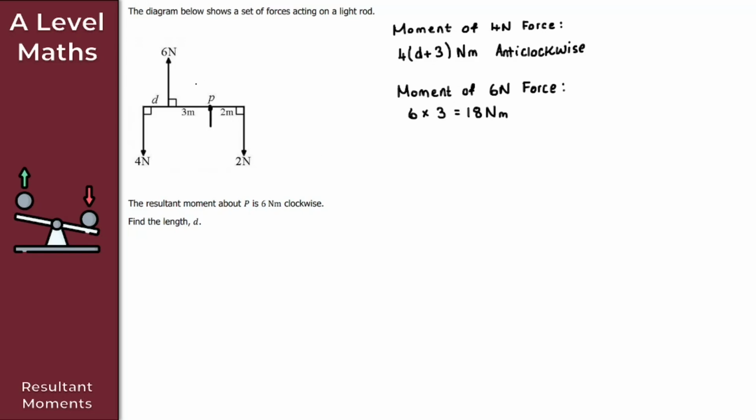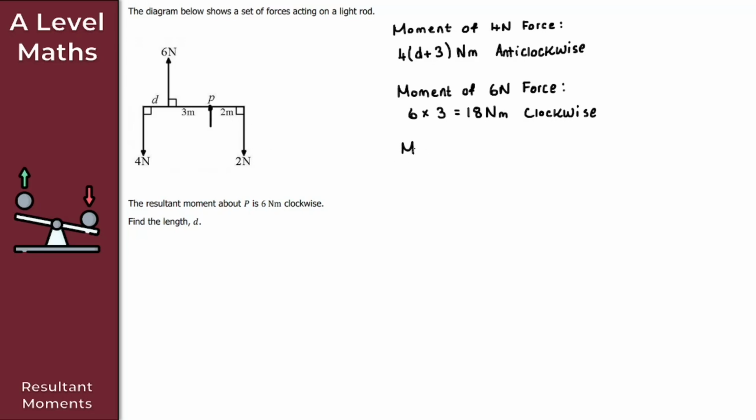And now in terms of the direction of rotation here, so if we're holding the rod at P here, and we push upwards at this point here, then the rod is going to rotate clockwise. Okay, so we get 18 Newton meters clockwise. Like so. And then finally here, we have the moment of the 2 Newton force.